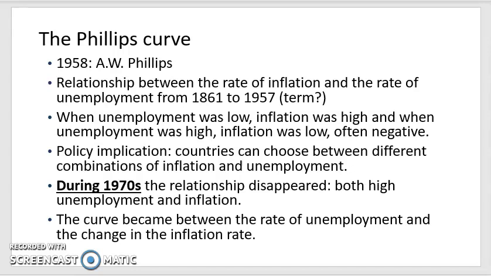So the policy implication of these findings was that countries can choose between different combinations of inflation and unemployment, such that when they wanted high inflation, they should be willing to accept lower unemployment. And when they wanted lower unemployment, they should be willing to accept high inflation. However, during the 1970s, the relationship between the two variables disappeared. So this showed both high unemployment and inflation.